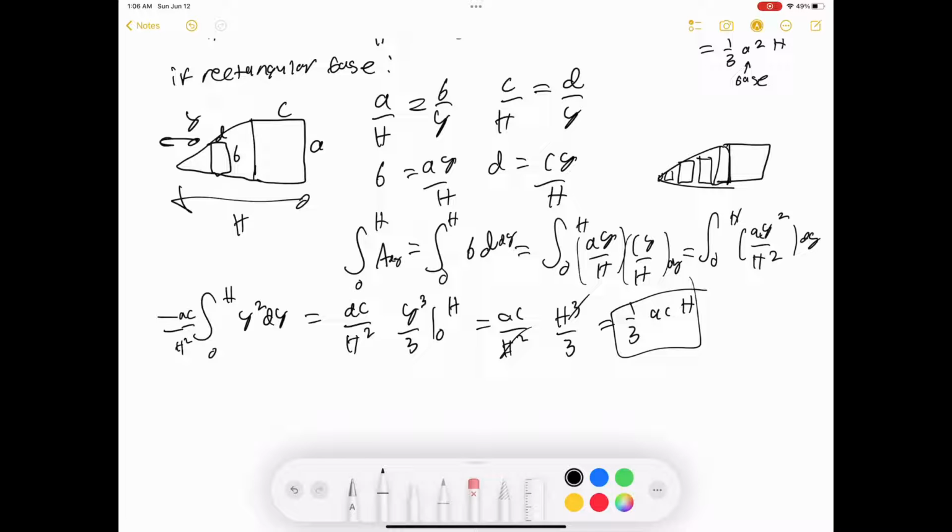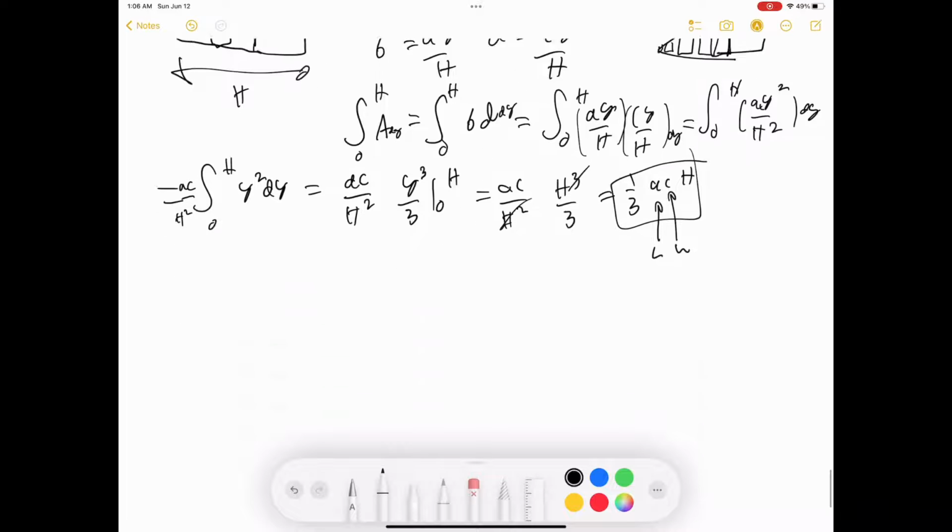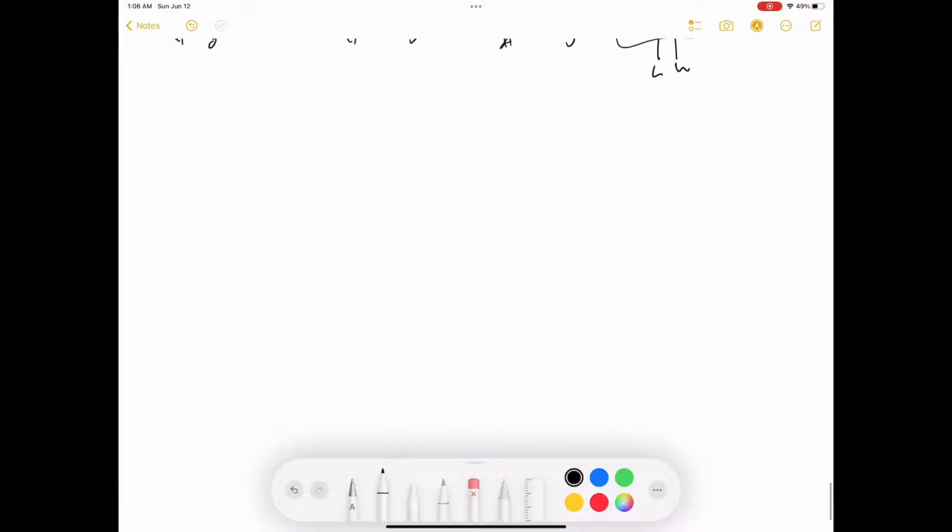Yep, and so as we could see, we get the volume for a rectangular base pyramid, right? A would be the length, C would be the width. They're just the dimensions of the base. Okay, now we're going to move on to the cone.